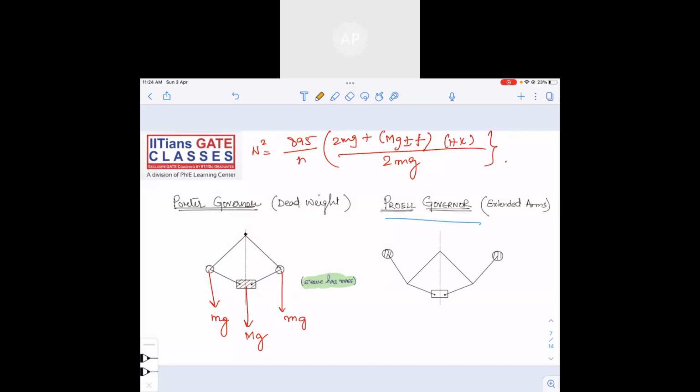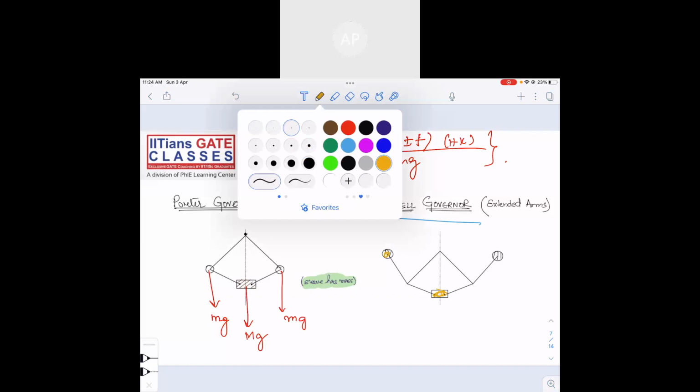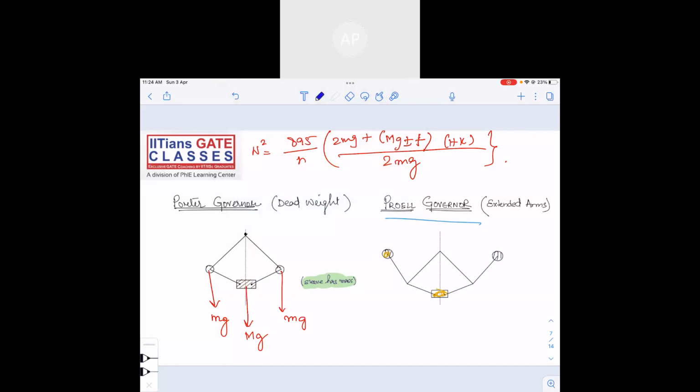Okay, then you have Powell. Powell, it is same. It is a dead mass. It has mass on the sleeve. Balls have mass. Only what they have done is they have extended the arms. This is what is important. यहाँ पर अगर important है तो ये चीज है, dead weight. ठीक है. Watt governor has put dead weight. Powell governors have extended arms.